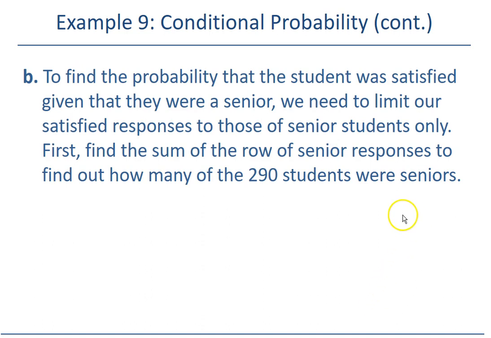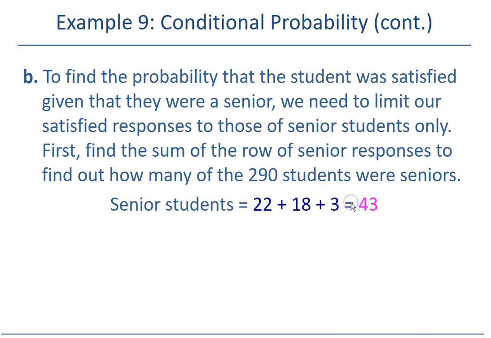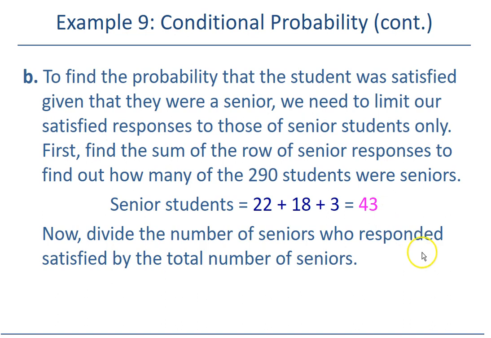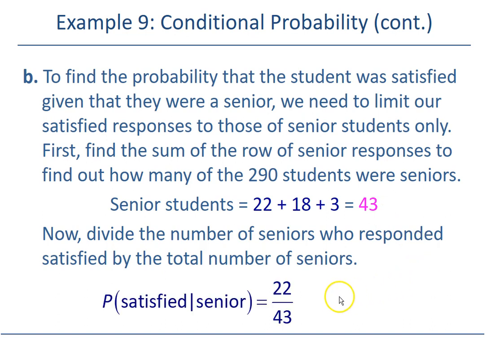For part B, we're limited to the seniors. So we add up our senior group and get 43. And then those who were satisfied, 22 out of 43. And it gives us this. Now you're going to pause as you do your calculations. You want to have good records. I see lots of potential quiz questions here.